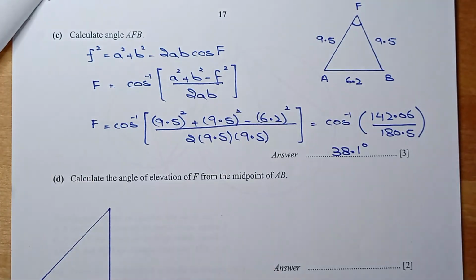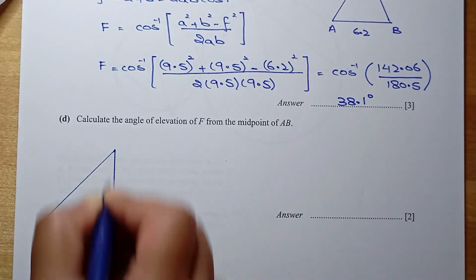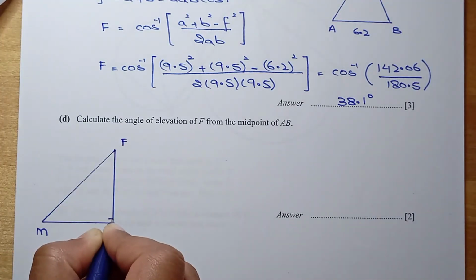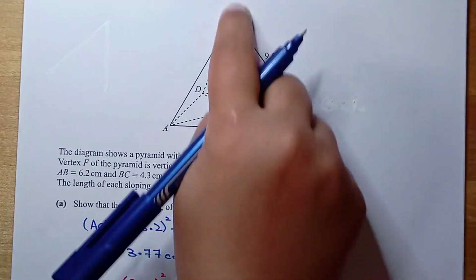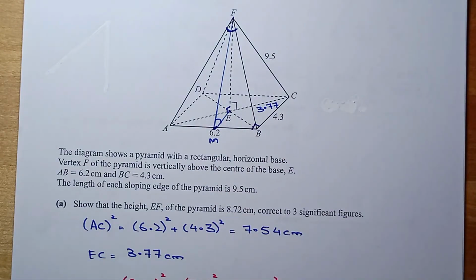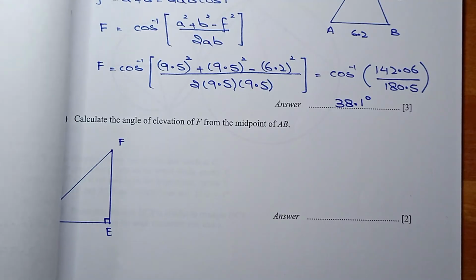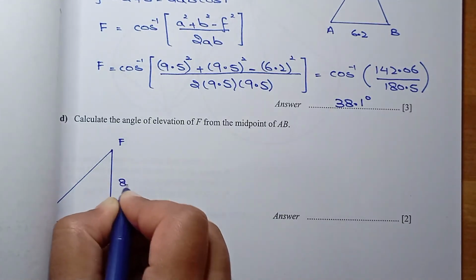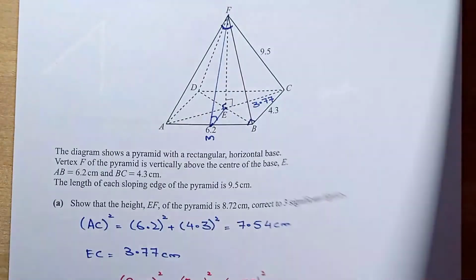Right. We have M, E, and F. So E is a right angle, right? As you can see, we have E to F. We know EF is the height, that is 8.72. We got that in the first part. So this is 8.72. Okay, now ME.